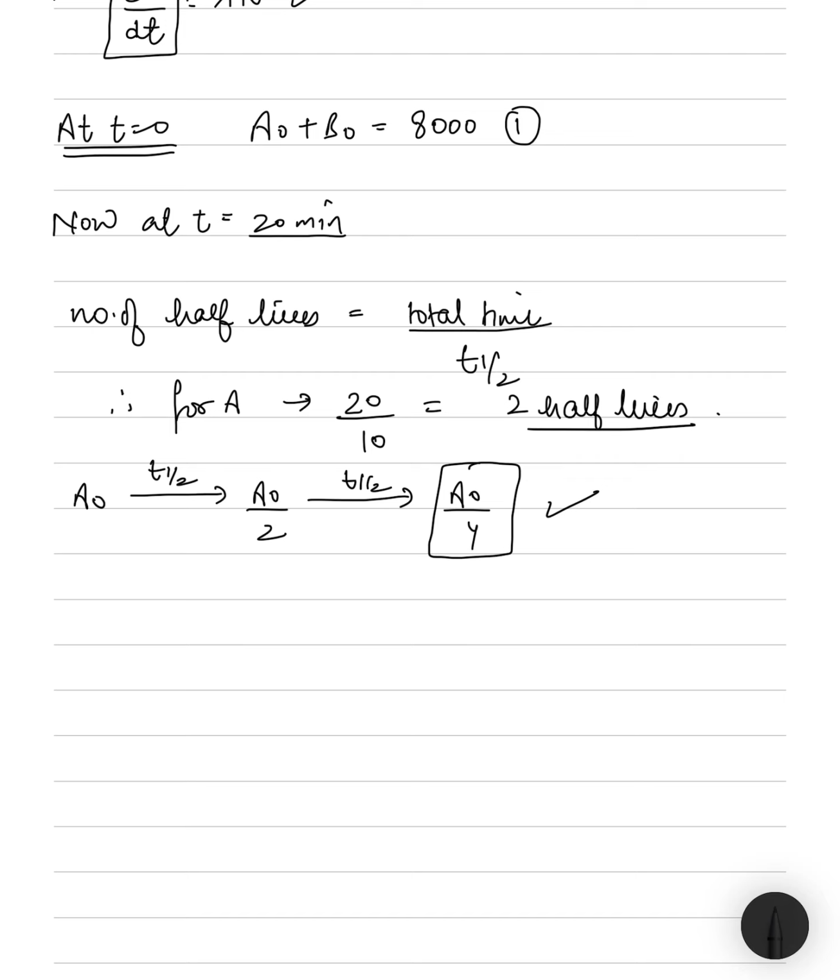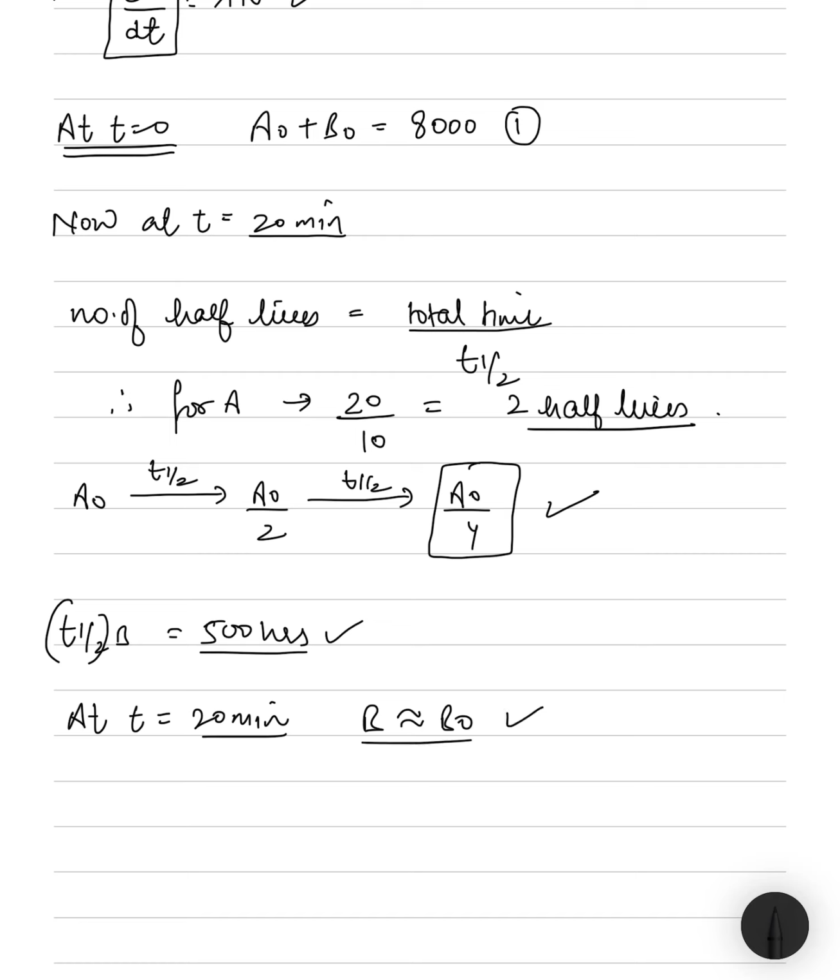Now, when it comes to B, the half-life of B is 500 hours, which is a very large number as compared to 20 minutes, right? That means even after 20 minutes, the amount of B which has undergone disintegration will be very much less. That means there is a very small change in the amount of B even after 20 minutes. So at T equal to 20 minutes, the amount of B will be approximately equal to what we have at the initial time, that is B naught, right?